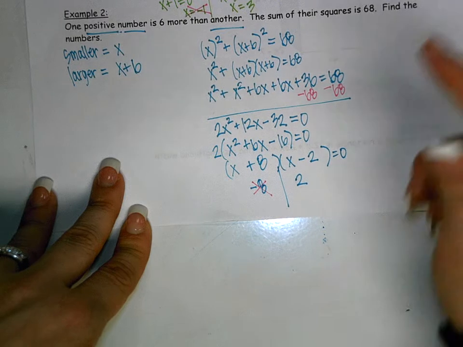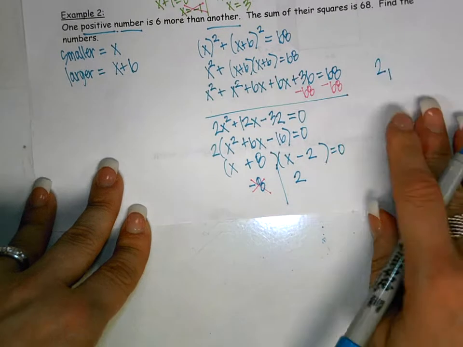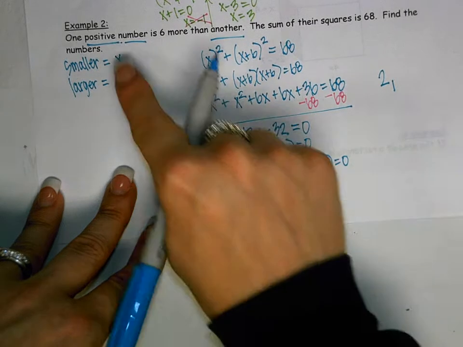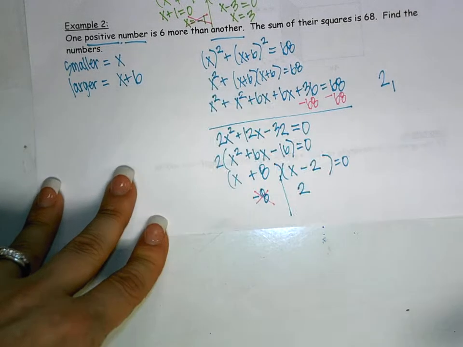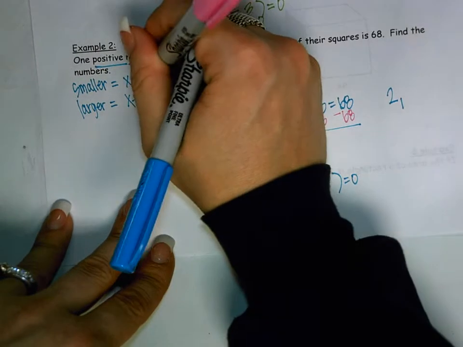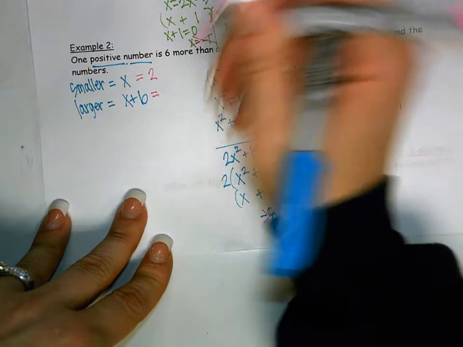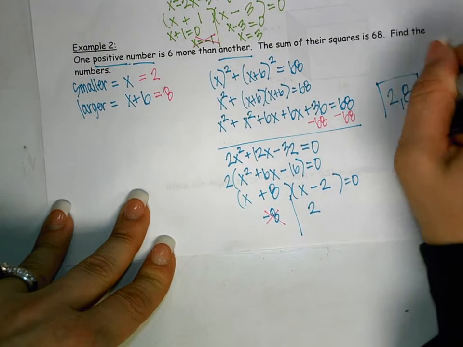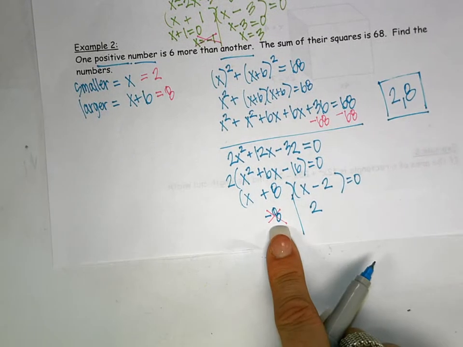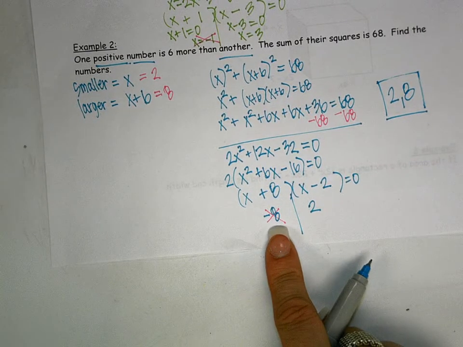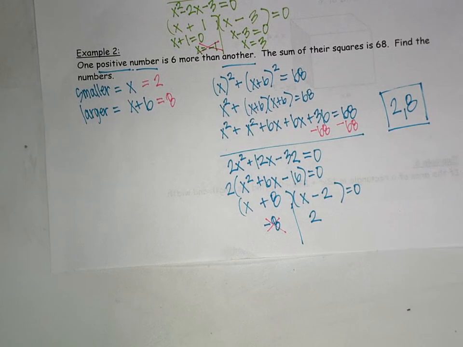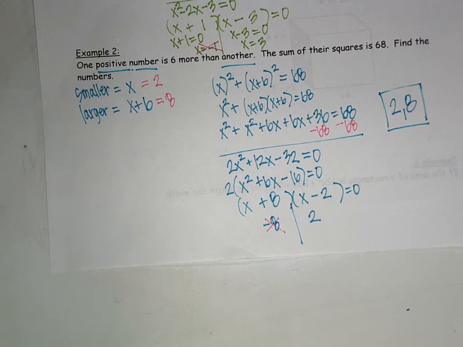So if one of your answers is 2, what is the other one? 8. Remember, I had x equals 2. If I plug back in, the other one is 8. So 2 and 8. This is just a coincidence. It does not have anything to do with the negative 8. You always take what you find and plug it back in for x. So your two different numbers would be 2 and 8.